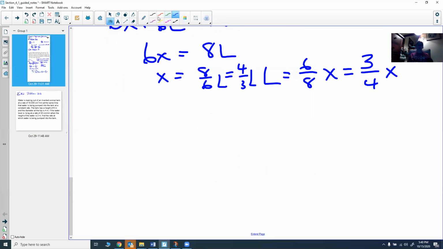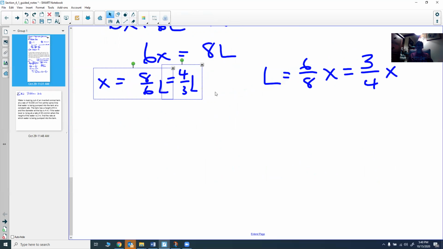Okay, let's move this over just a little bit. I think we got a little too much. Looks a little crowded here. All right, so we have those two values, and now let's see what we can do with it.